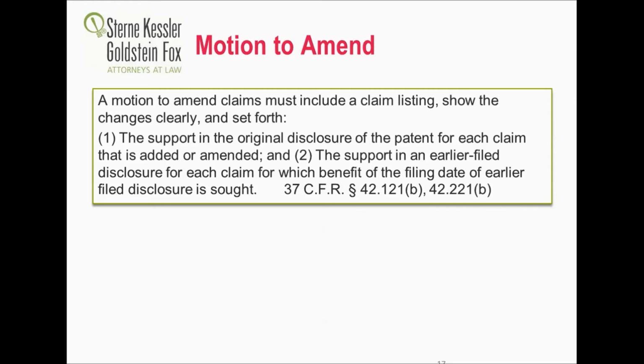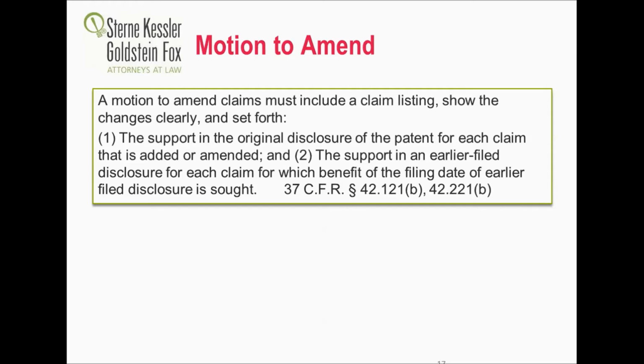The 101 case where a patentee was required to show that amended claims were directed to patentable subject matter is cited on the slide. And most motions to amend, in fact all but one, have been denied because of this high hurdle of demonstrating patentability.